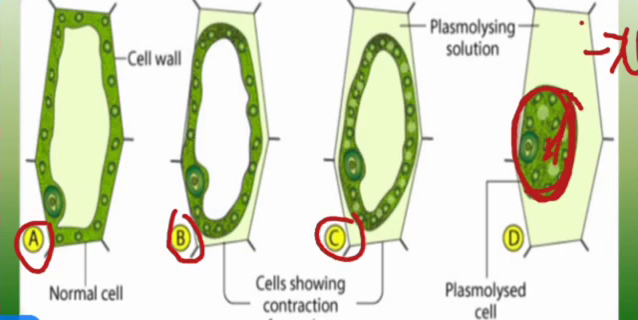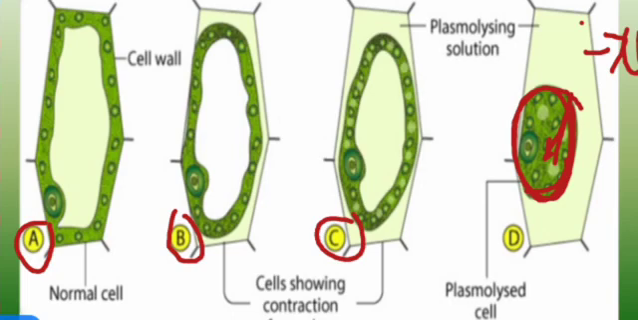This process is called plasmolysis. When a plant cell is immersed in hypertonic solution, it shows the plasmolysis process. That means the cytoplasm along with the plasma membrane moves away from the cell wall, so it becomes shrunken. This is about the plasmolysis process.